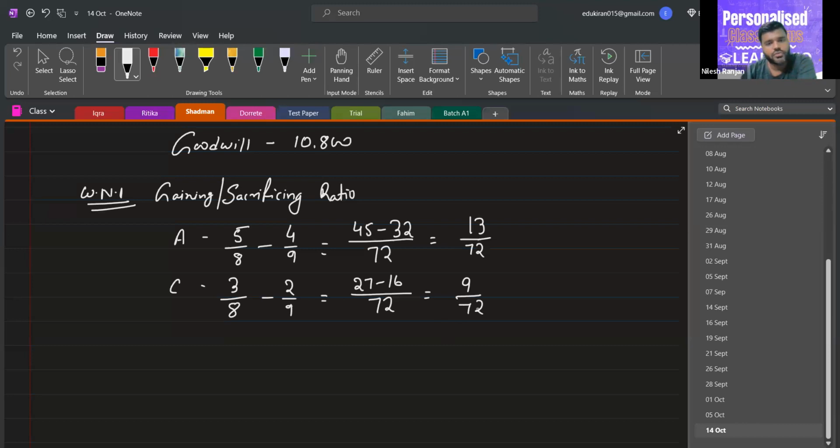Okay, sir. So this is their gain. And if we say gaining ratio, then it will be 13:9.